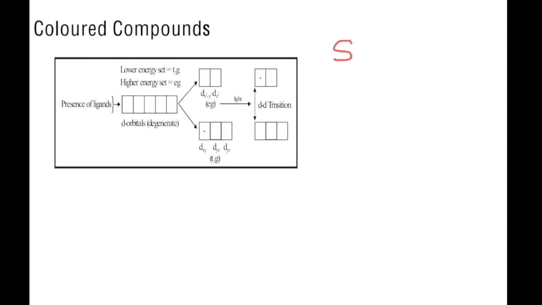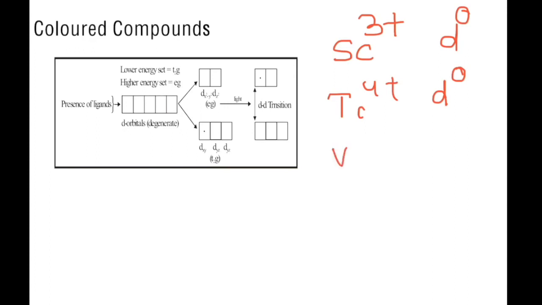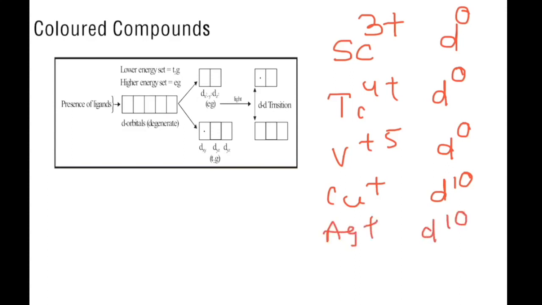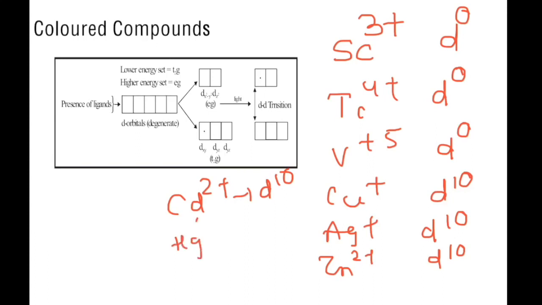For example, scandium 3 plus, d0; titanium 4 plus, d0; vanadium 5 plus, d0; even copper plus, d10; silver plus, d10; zinc 2 plus, d10; cadmium 2 plus, d10; mercury 2 plus, d10. Such compounds are usually colorless.